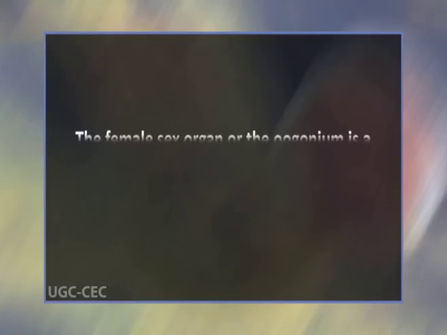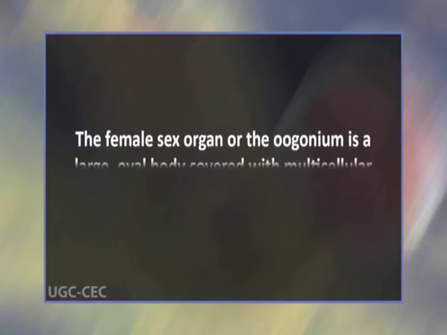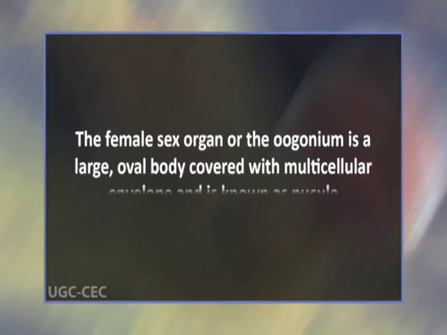Sixth, it is attached to muddy or sandy bottom by means of rhizoids. Seventh, the reproductive organs are complex and are surrounded by a layer of sterile tissue. Eighth, the motile male gamete, the antherozoid, is an elongated biflagellate spiral structure. Ninth, the female sex organ or the oogonium is a large, oval body covered with multicellular envelope and is known as nucule. 10th, the zygote germinates into a protonemal stage.